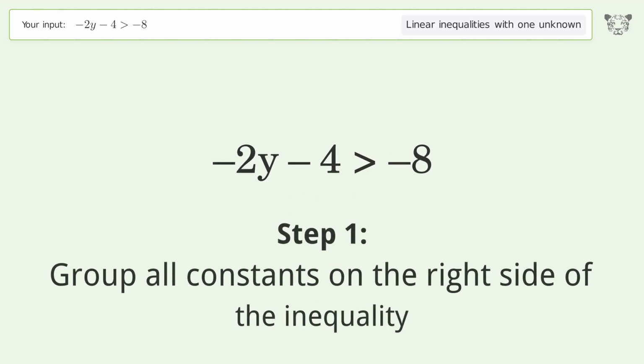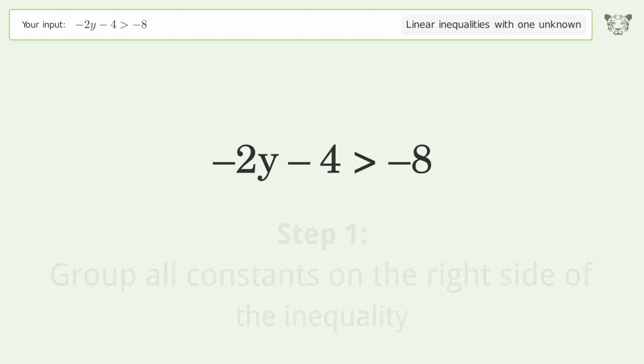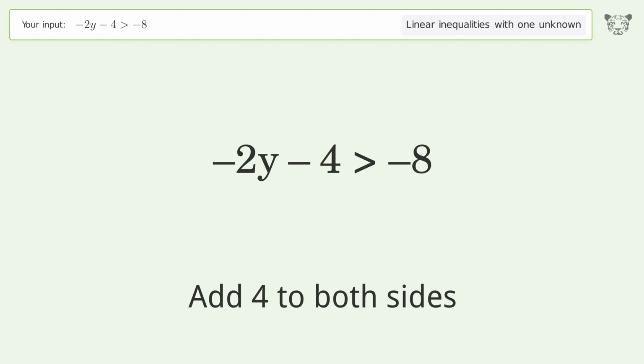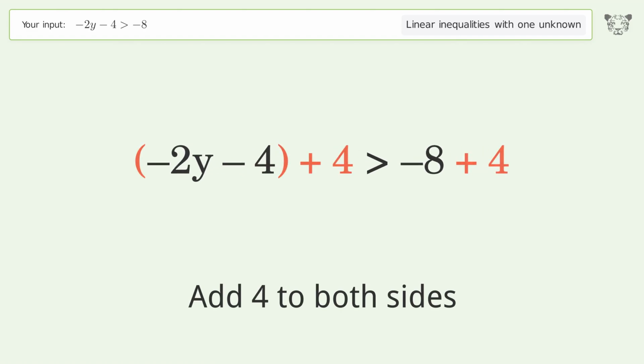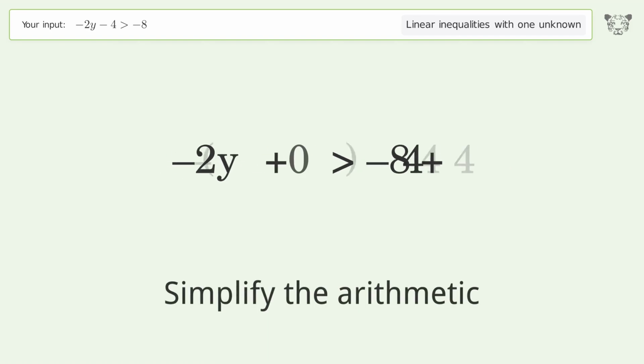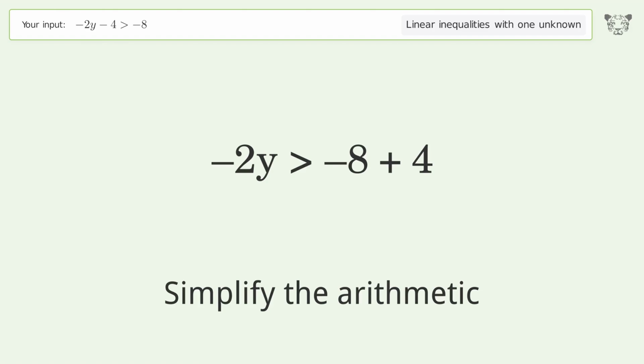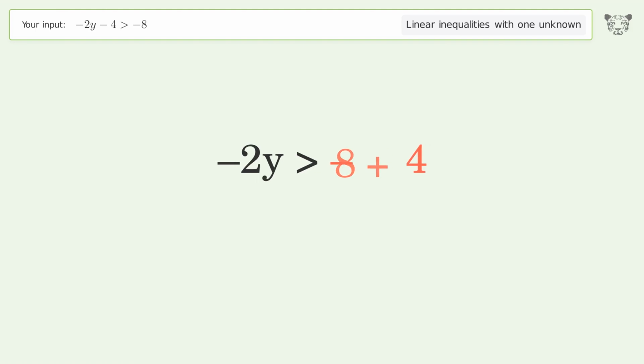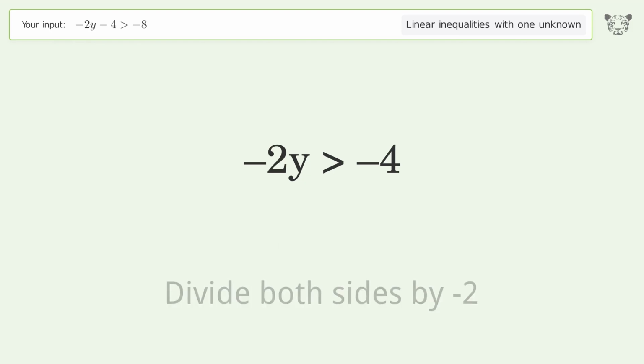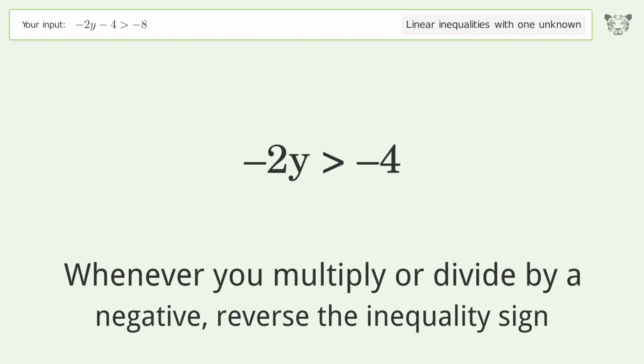Group all constants on the right side of the inequality. Add 4 to both sides. Simplify the arithmetic. Isolate the y. Divide both sides by -2. Whenever you multiply or divide by a negative, reverse the inequality sign.